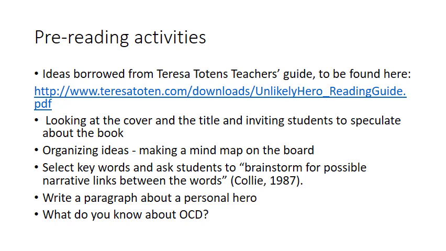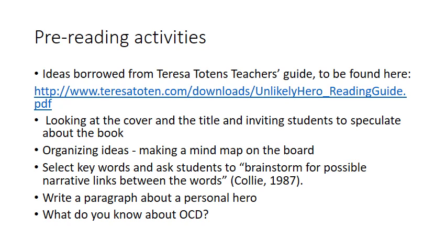As mentioned, classroom activities for this lesson are divided in three: pre-reading, while reading, and after reading activities. Some of them are borrowed from Theresa Toten's Teacher's Guide, which can be found here on this website. The pre-reading activities start by introducing the novel, looking at the cover and the title, and inviting students to speculate about the book. The teacher makes an overview on the board by making a mind map put together with the students. And the teacher can even select keywords from the first chapter and ask students to brainstorm for possible narrative links between the words, as suggested in Colley.